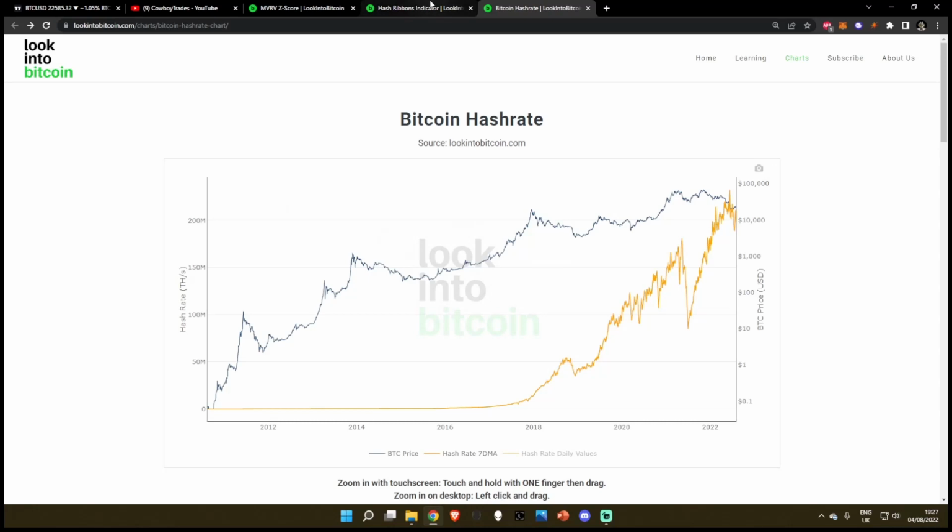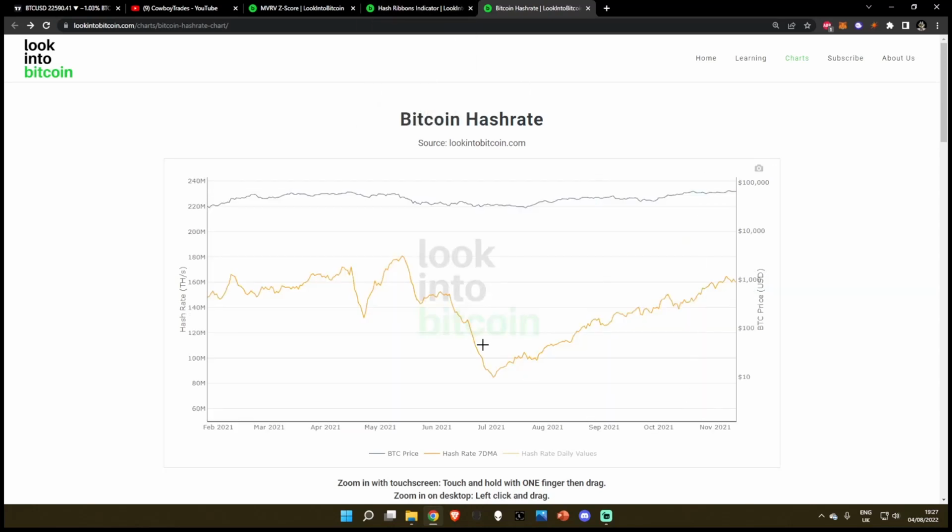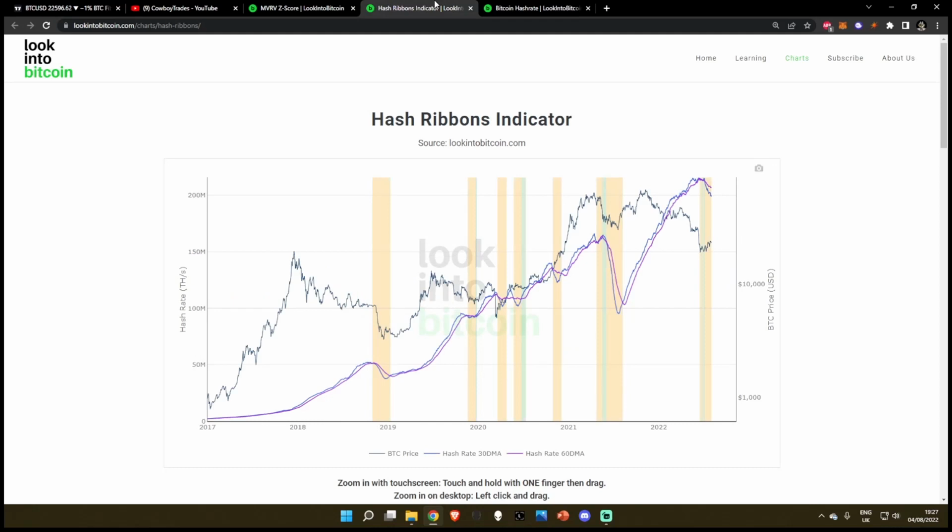It makes the Bitcoin network less secure, and typically these massive swings to the downside in the hash rate are a leading indicator that the price action will very soon follow. So when we look at the 30-day moving average and the 60-day moving average for the hash ribbons, we talked about this before. Once again, if you're a seasoned veteran of the channel, you know what we're looking for.